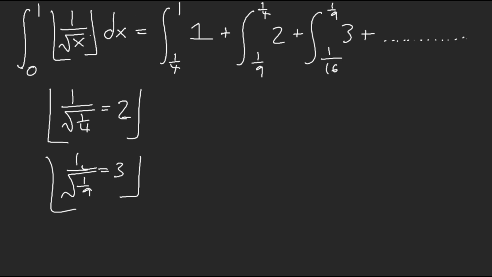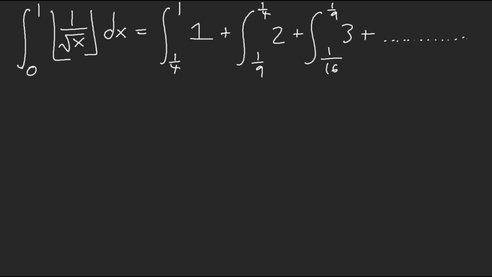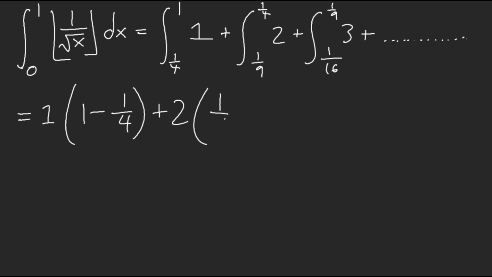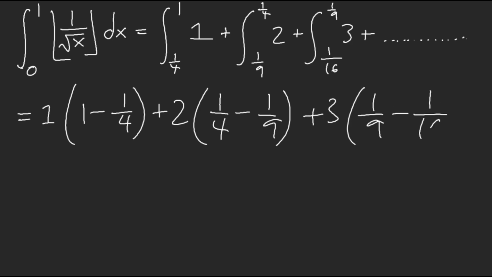Because graphically, you're just summing up rectangles. That's all you're doing, and that's what constructively summing looks like. So we have 1 times 1 minus 1/4, plus 2 times 1/4 minus 1/9, plus 3 times 1/9 minus 1/16, and it goes on forever.